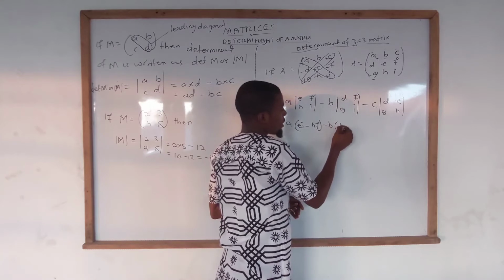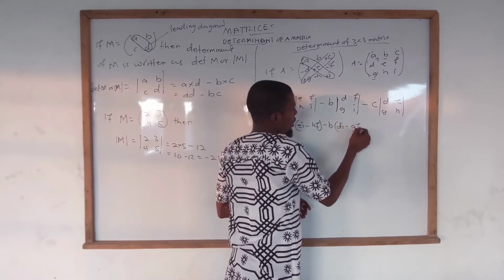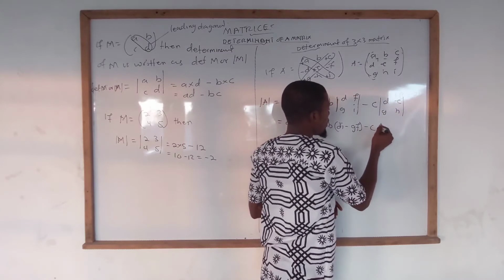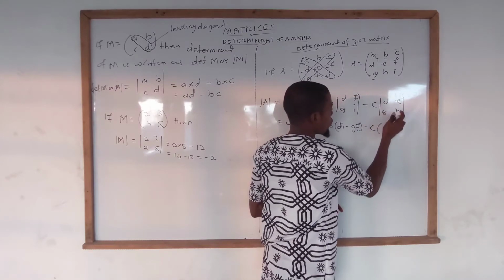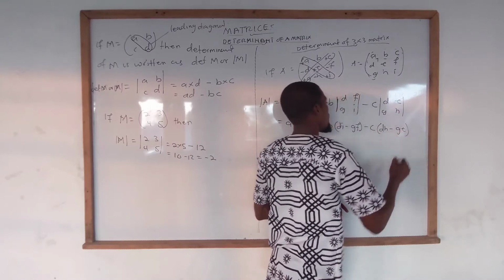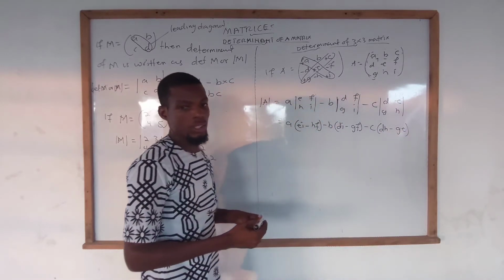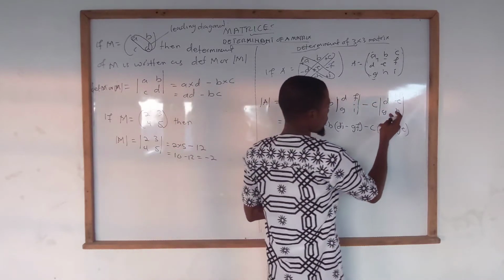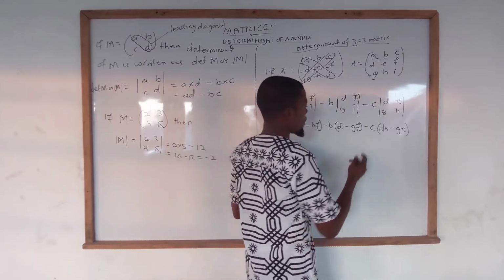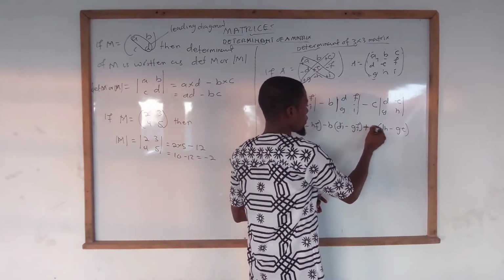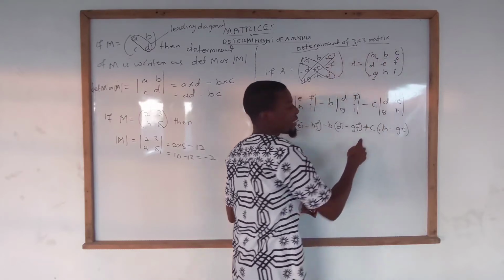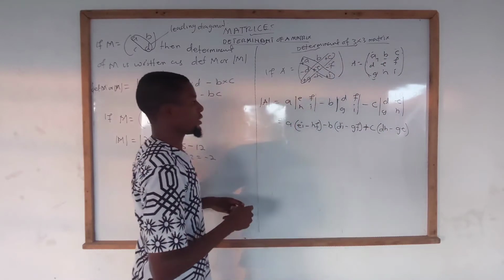So this is going to be A multiplying the determinant here, E times I minus HF, right? Then minus B into bracket. This is going to be DI minus GF. Then minus C, sorry, this is going to be positive C, because the value here is positive. C multiplying DH minus GE. It's not going to be negative. Do you see that? As we explained there, right?